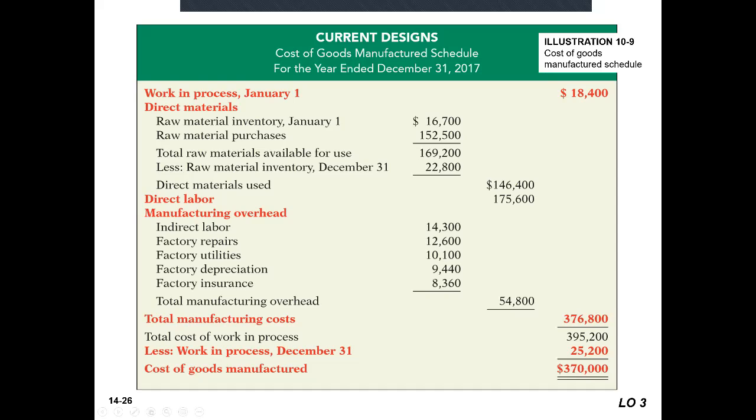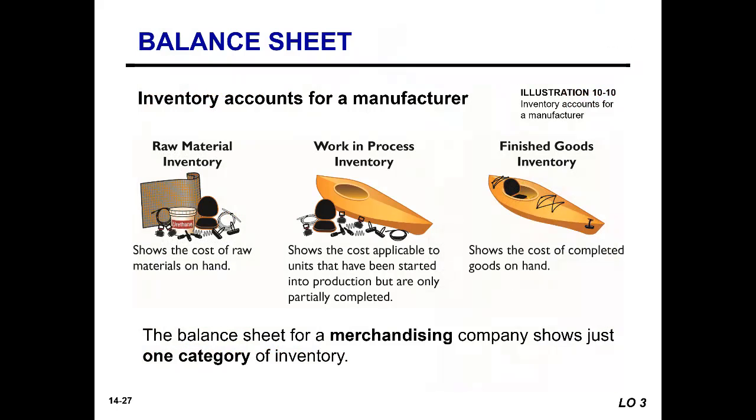Okay, so the total manufacturing costs are these three here: the 146,400, the 175,600, and the 54,800. Those are all totaling 376,800. Now, the total cost of work in process is my beginning plus what I put into it, and that's what I'm left with. Now, if I didn't finish anything, it would be that balance. But I did finish some because my ending balance is 25,200. So that means I must have finished $370,000 worth of ending inventory. Okay. So this is just the formal way of putting it. And it looks nice and neat and tidy. But the flow charts are always more fun, I think, anyways.